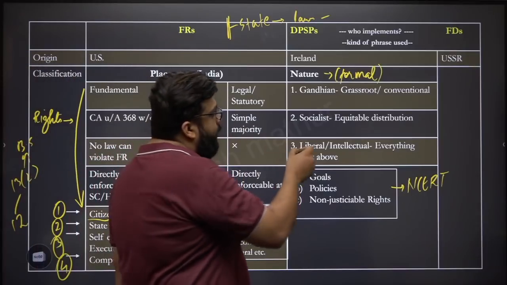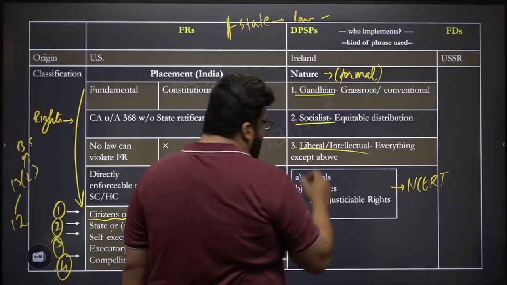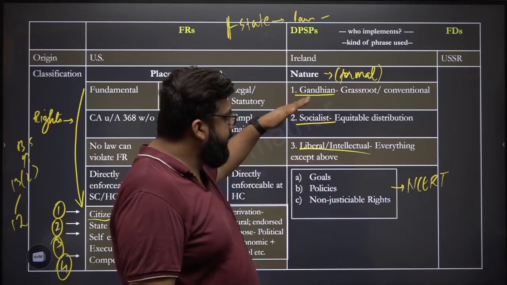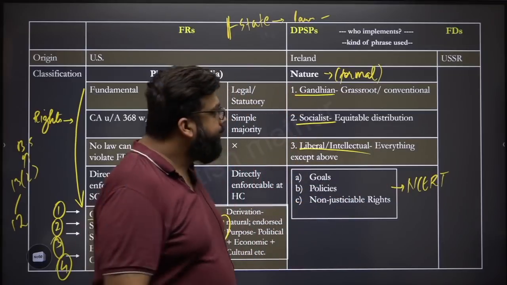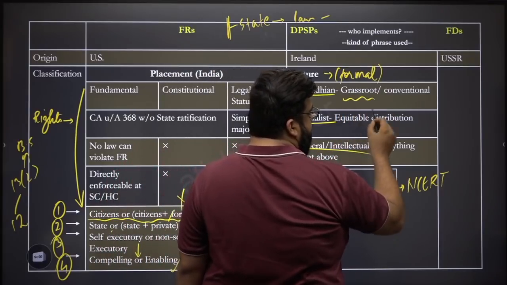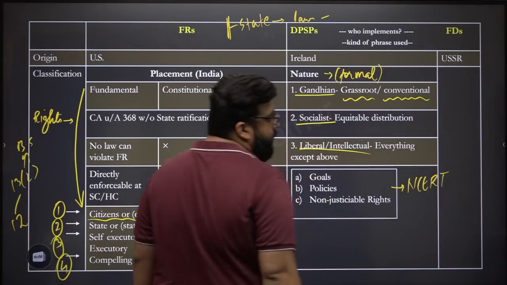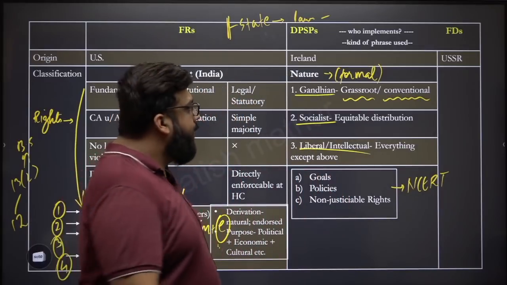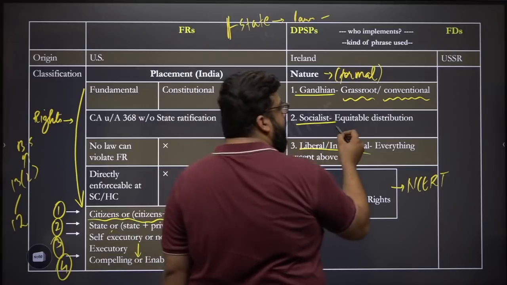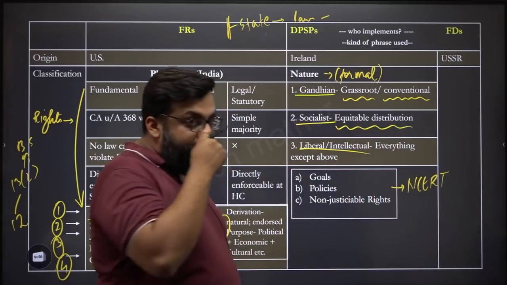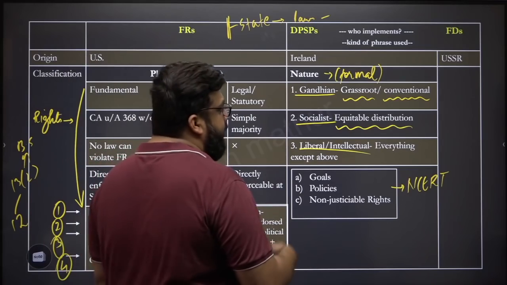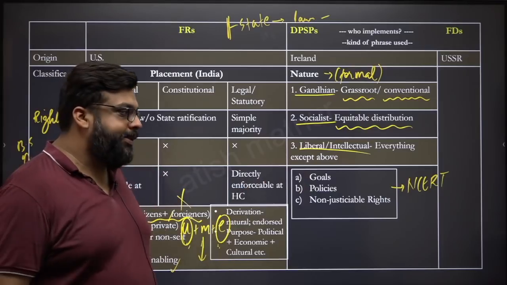Again, there's a trick to do this. You don't have to memorize all the directive principles. What you could possibly do is, there are three kinds: Gandhian, socialist, or liberal or intellectual. If the statement is something which is grassroots in nature, orthodox in nature, basic in nature, rural in nature, conventional in nature, it will usually be a Gandhian directive principle. If the statement is about equal distribution of something, or equitable distribution of resources, or making sure people are getting what they deserve, then it is of course socialist or state intervention per se.